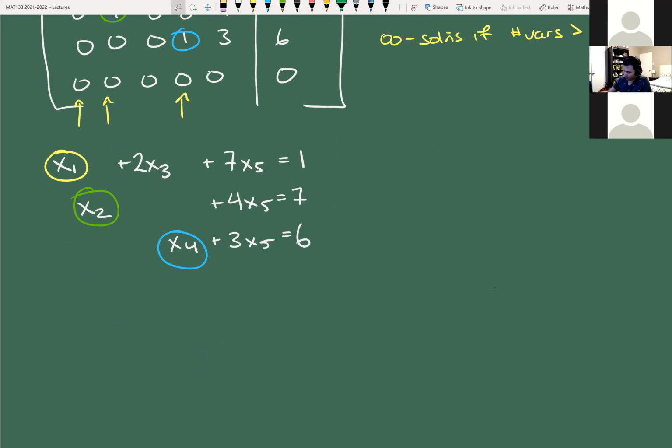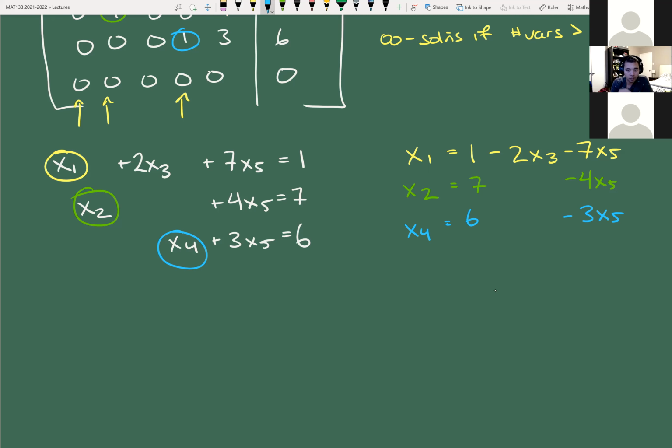I'm just going to move everything over to the other side. All right, and then I'm going to get x2 is 7 minus 4 x5, and then x4 is 6 minus 3 x5. There's a fourth equation, but that fourth equation is 0x1 plus... it's 0 equals 0, right? So it doesn't really add anything. So now I've solved for x1, x2, and x4.